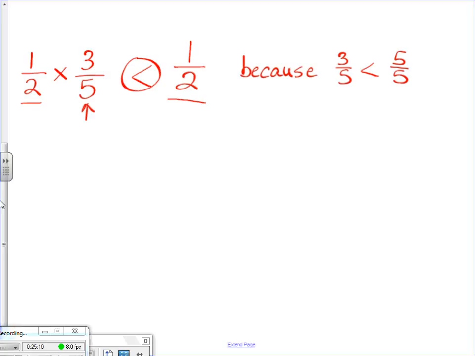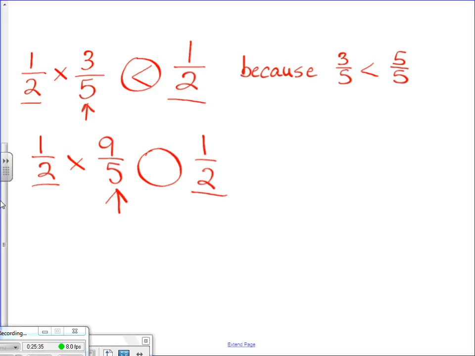So what if I have 1/2 times 9/5? Really all you have to look at is what number is on the back. This would be considered my first factor. So my scaling factor is the number that's not on the back, the number that would be the 1. The scaling factor is the one that I need to be comparing to 1.